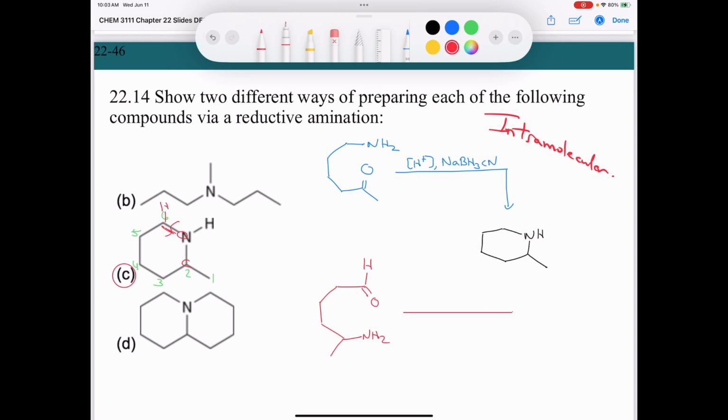And so the reagents are going to be the exact same. We treat this with a catalytic amount of acid and our sodium cyanoborohydride. There you go. So reductive amination, again, we could do it either way. Either one of these is fine, and these are both intramolecular reactions.